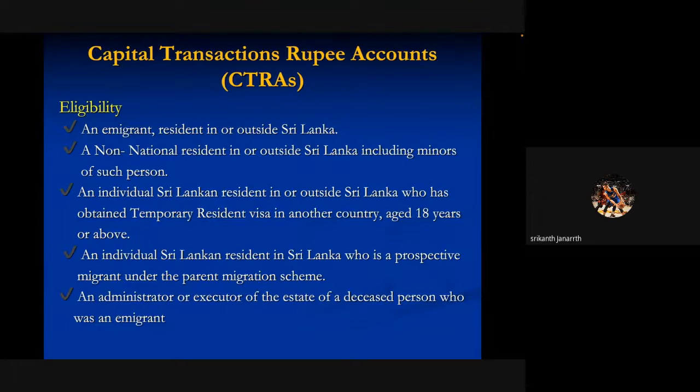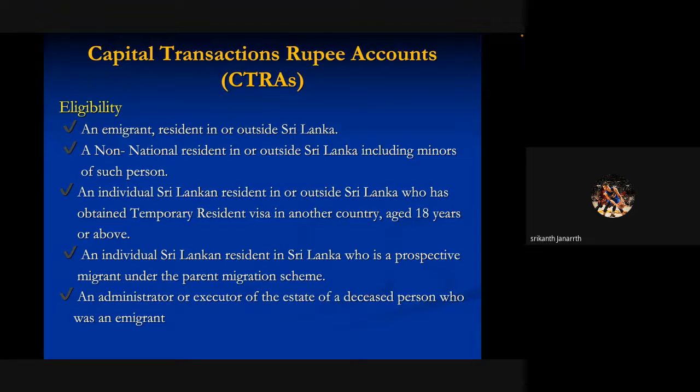Okay, so let us look at the Capital Transaction Rupee Account. It's a Rupee account. This account is meant for whoever is migrating from Sri Lanka; they have to open the CTR account in order to take their entitlement. So this account is directly for migration. This is the Rupee account, CTRA. So who are the people eligible? An immigrant resident in or outside Sri Lanka.